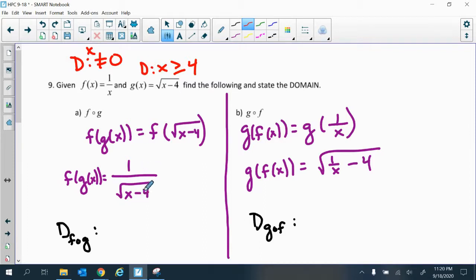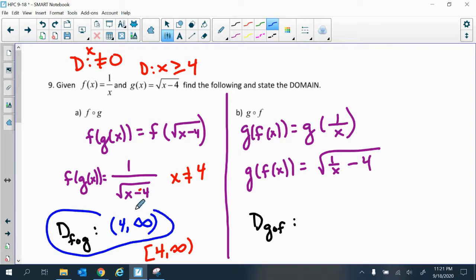So now when I look at this, I have the original domain restriction of g, which is x's between 4 and infinity. But now when I look at this, I can't have the denominator equal 0, which means if I actually substitute in x equals 4, I get a problem. So notice that there's some sort of slight distinction that I have to make. The final answer is not going to be 4 to infinity. It's going to be parentheses 4 to infinity, because I'm not allowed to substitute that 4 in.